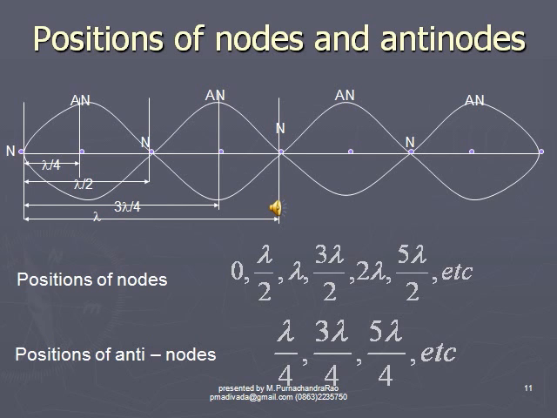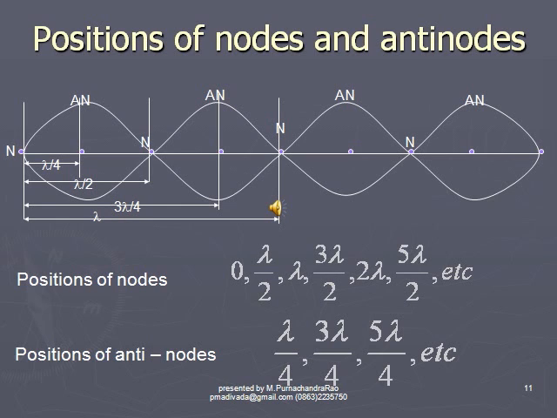The distance of the first antinode will be lambda by 4, because at the end a node will be formed. So the first antinode will be formed at a distance lambda by 4. The next antinode will be formed at 3 lambda by 4, because the distance between two successive antinodes is lambda by 2. So the positions of antinodes are lambda by 4, 3 lambda by 4, 5 lambda by 4, etc.